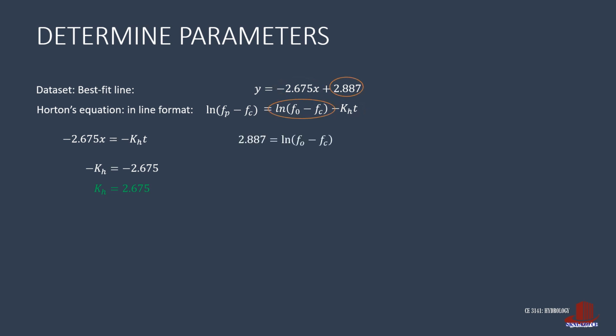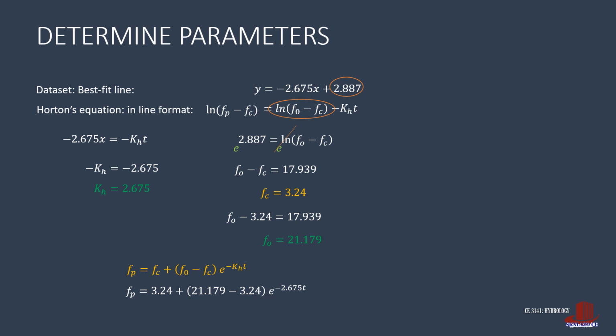Next is to equate 2.887 with ln of f naught minus fc. Eliminate ln by placing e, thus having f naught minus fc as 17.939. Knowing that fc is 3.24 as evidenced from the table previously, we get f naught minus 3.24 as 17.939, thereby providing f naught as 21.179. These are the other two parameters we are looking for. So placing them in Horton's model, we get fp is equal to 3.24 plus 21.179 minus 3.24 times e raised to negative 2.675 times t. Or simply, fp is 3.24 plus 17.939 times e raised to negative 2.675t.